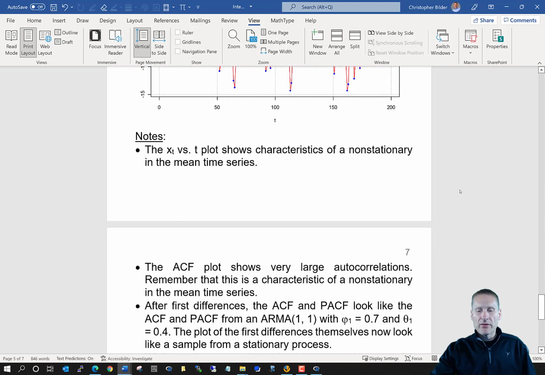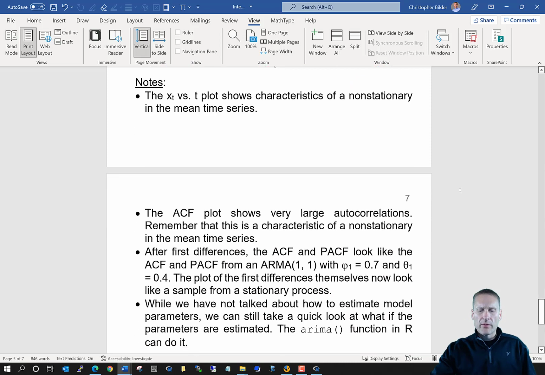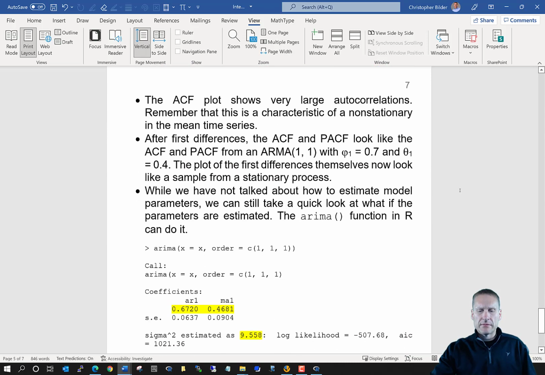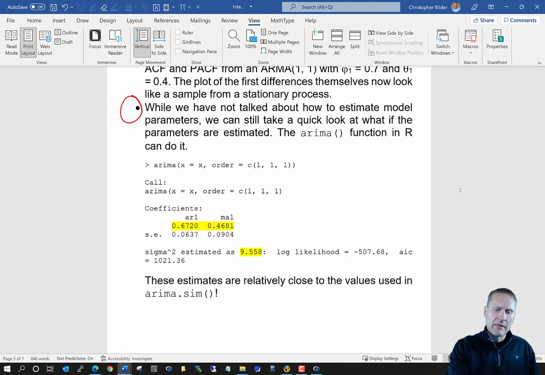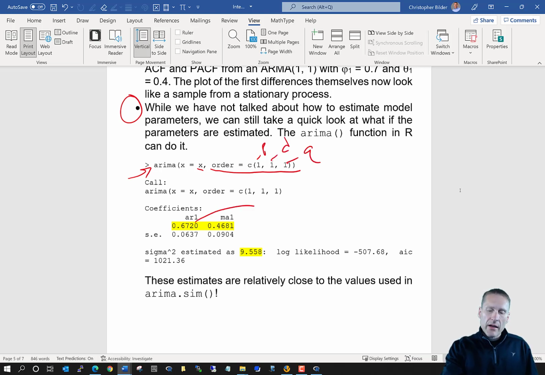Okay, so we have some notes here. I've talked about most of them. Let me just take a quick look here. One last note then is that we're going to get to actually estimating models shortly based upon observed time series data. And just to give you an idea quickly of how that can be done, we can use the arima function. I put in my data, I put in the order of my model. Here's p, here's d, here's q, and this is what we get.